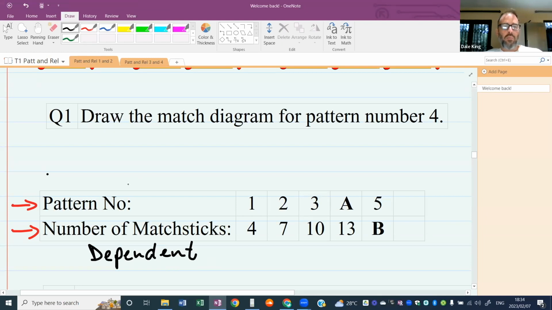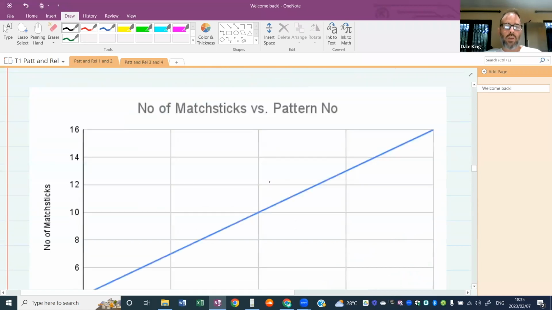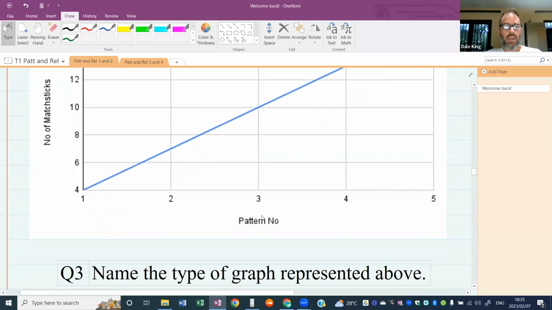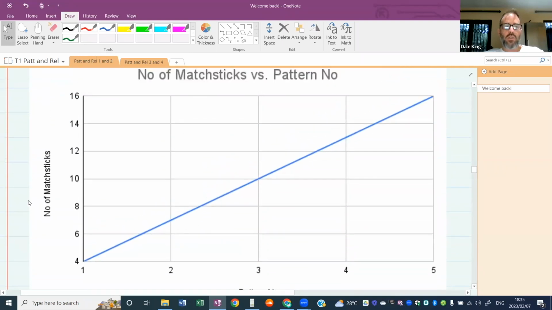The pattern number doesn't matter how many matchsticks you've got. The pattern number can increase and do its own thing. So the pattern number is independent. It doesn't care how many matchsticks there are. It's just going to change. But the matchstick number relies on the pattern number. So now which one do we put on the graph and where do we put it? The pattern number, which is independent, goes on the x-axis. And usually the dependent variable, which is the matchsticks, goes on the y-axis.